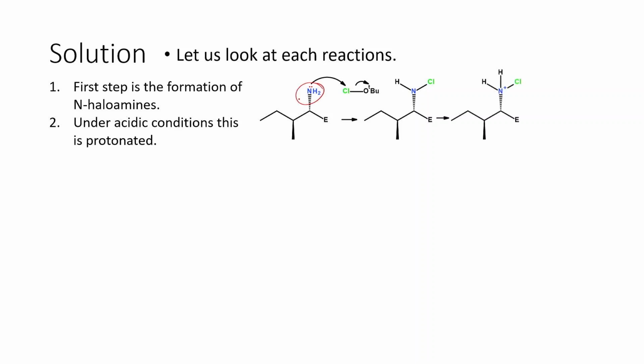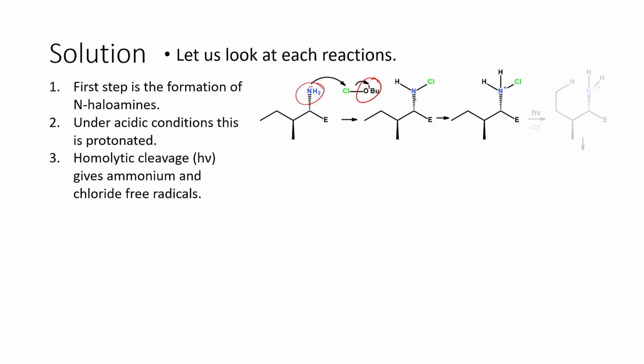the amine reacts with this chloroether, and that leads to the formation of an N-haloamine. So this is the first step that is happening, and under acidic conditions this N-haloamine is protonated on the nitrogen, and under photochemical conditions this undergoes a homolytic cleavage. So then we end up with a chlorine radical along with the ammonium ion.